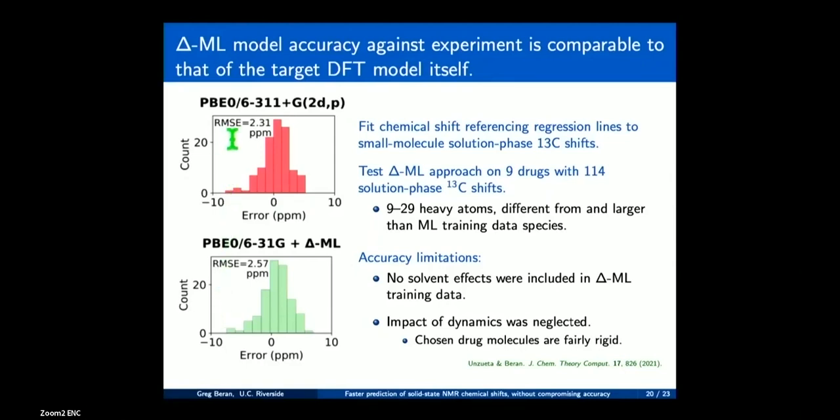Now you will say, okay, these errors are somewhat larger than those best errors I commented on in the slide before, but that's because these are solution phase ones. We didn't include any solvent effects in any of the training data here. We just tried to correct for the solvent in our final regression. We didn't look at any dynamics and so on. So there are reasons why this isn't the best possible accuracy. But I think this is suggestive that this sort of approach can give you those really high accuracy chemical shifts.